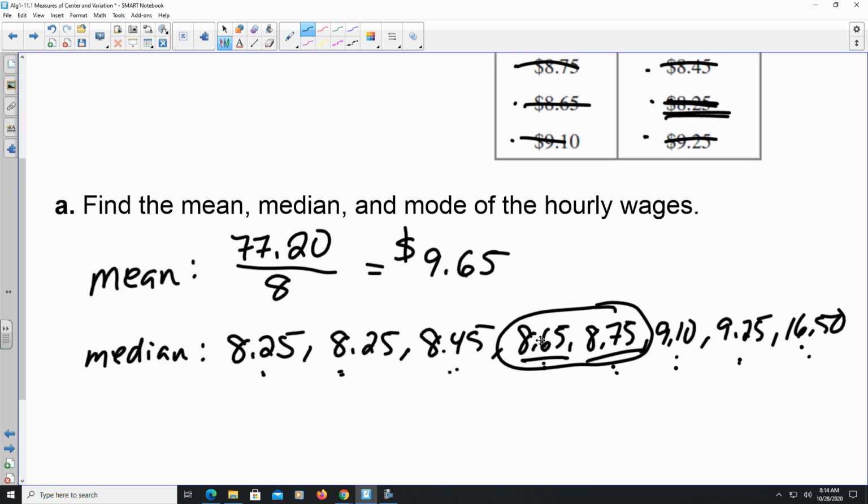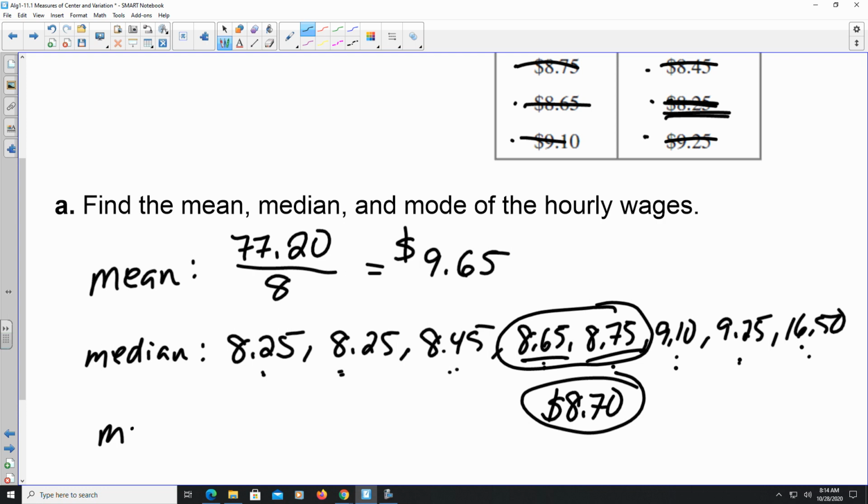So if you take 8.65, add to 8.75, you get 17.4, divide that by 2, you get $8.70. So my median is $8.70.